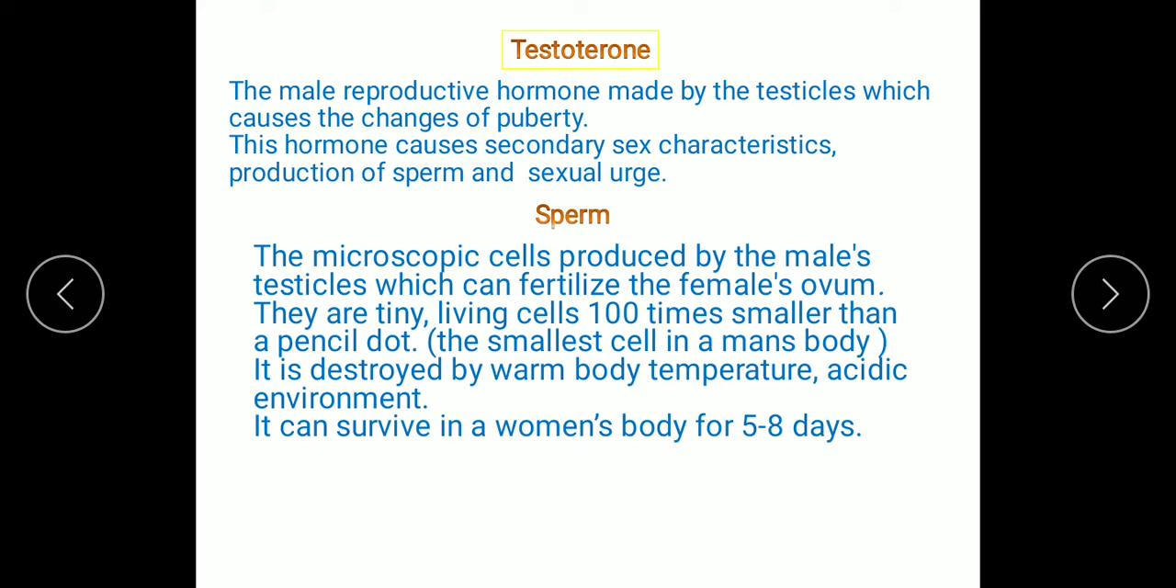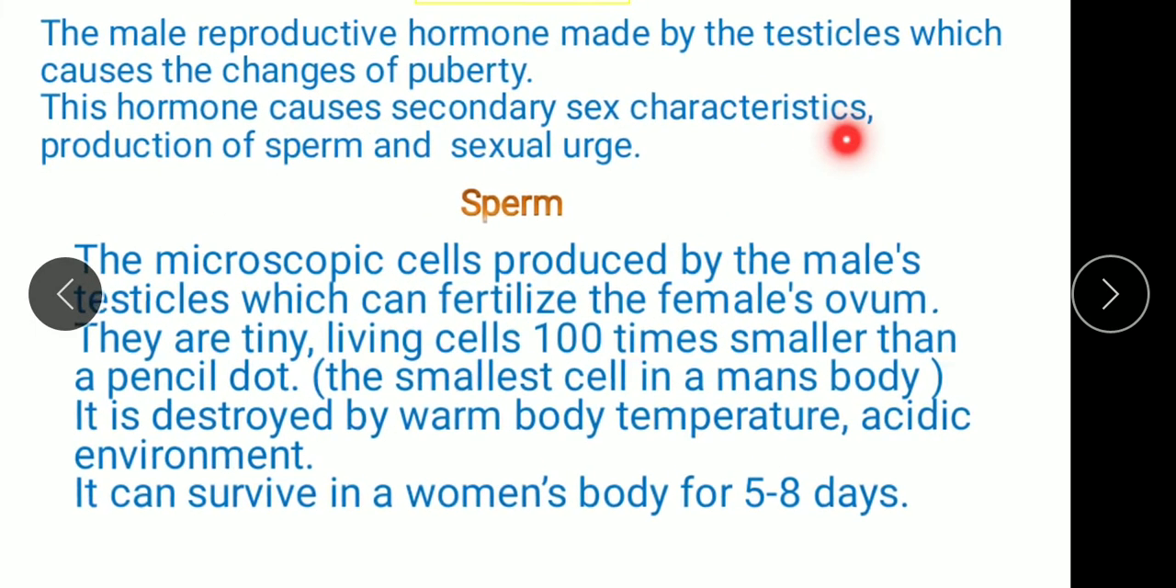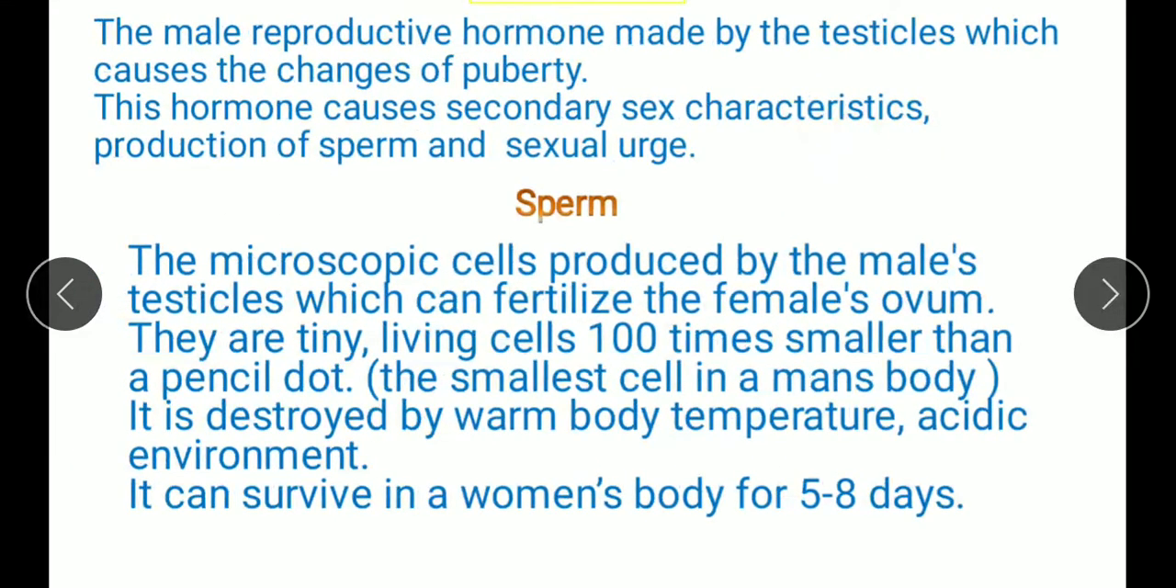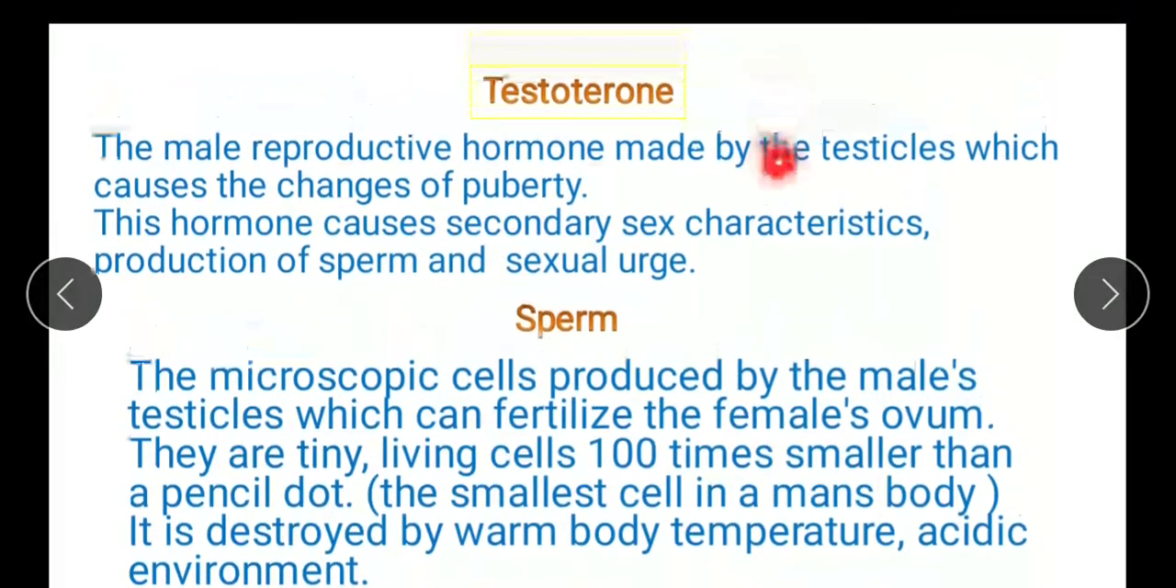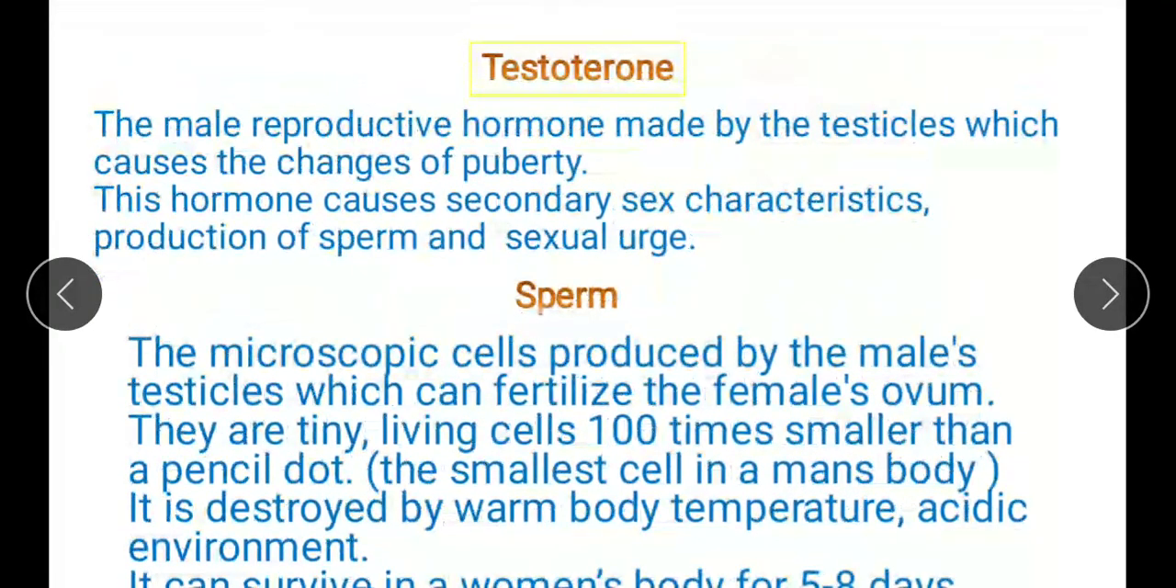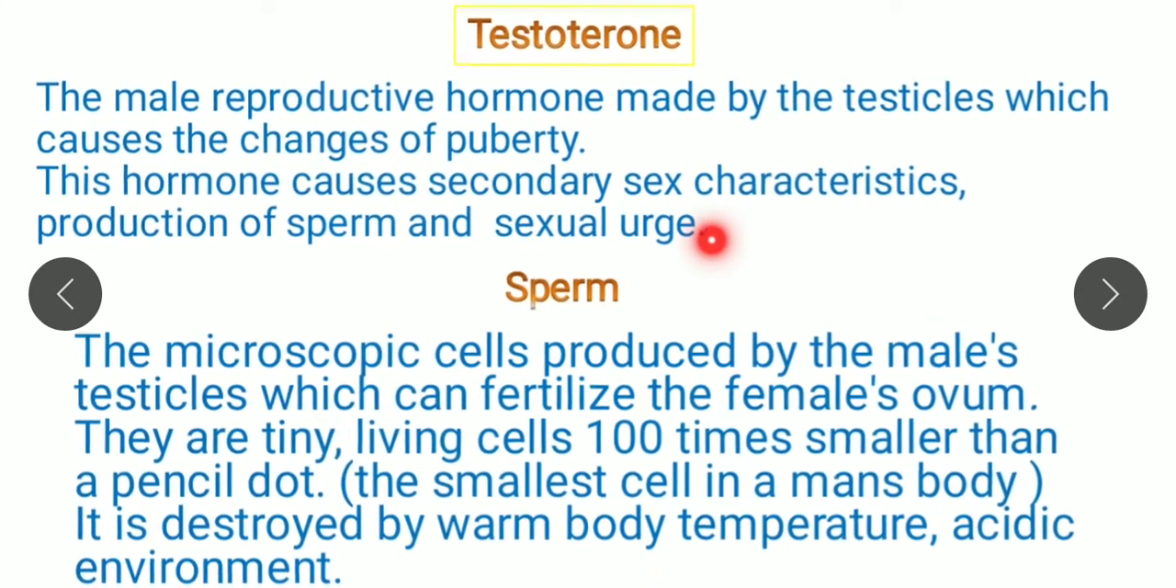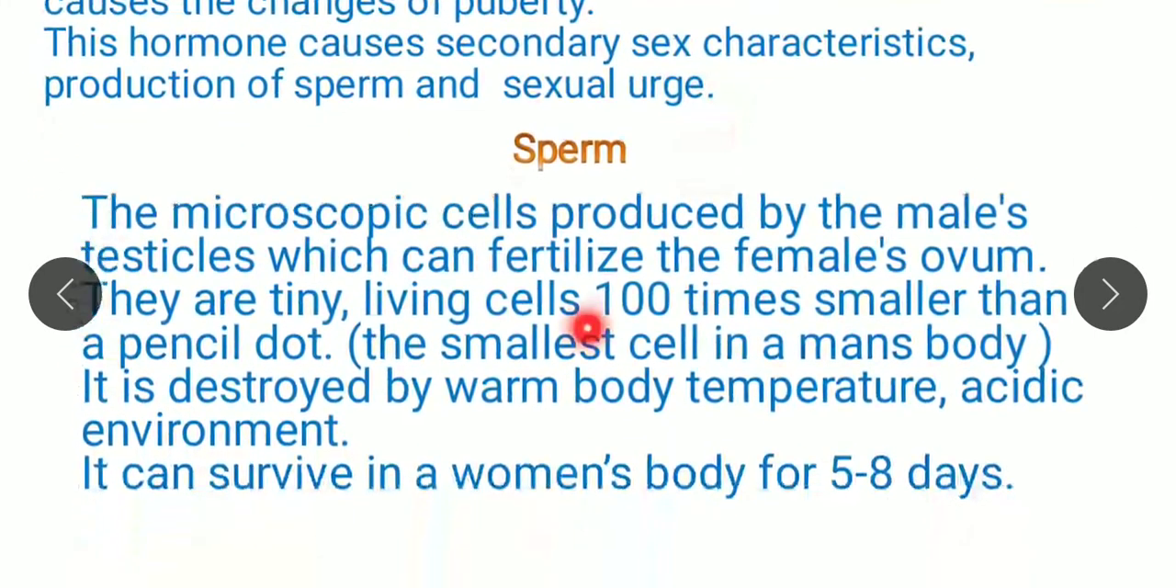Then next one, testosterone. The male reproductive hormone made by the testes which causes the changes of puberty. This hormone causes secondary sex characters, then production of sperm and sexual urge. Testosterone is a male reproductive hormone involved in the formation of secondary sexual characters.